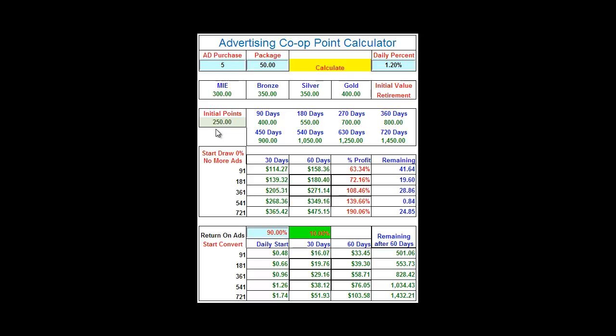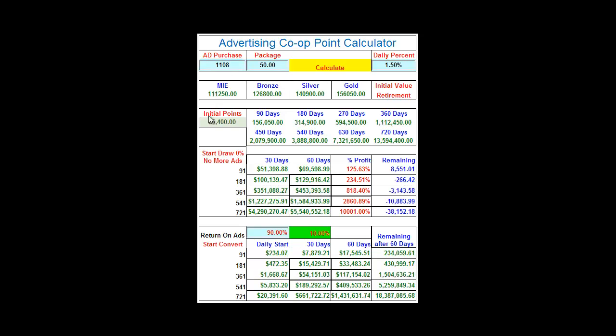Now if he purchases the same 5 ad packages, but the advertising pays 1.5% daily, he will have 55,000 points in 2 years. This is 1,108 packages, which is 55,400 initial points as a starting junior. If he can hold on to it for 90 days and then adjust the return on ads rebuy to 65%, he can start to draw $25,000 a month his junior and senior year.